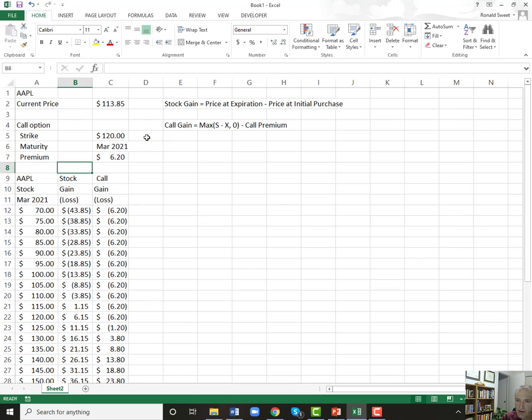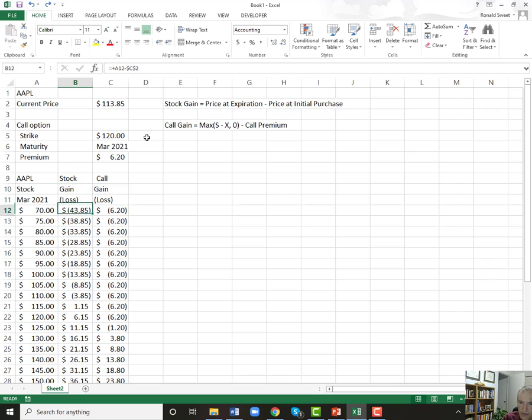So can you tell that your break even is the strike of 120 plus the call premium? So 126.20 should be the break even. If I just plug that in there, you can see that's the break even. So the strike price plus the call premium. It'd be a little different with puts. With the calls, the strike plus the call premium is your break even.